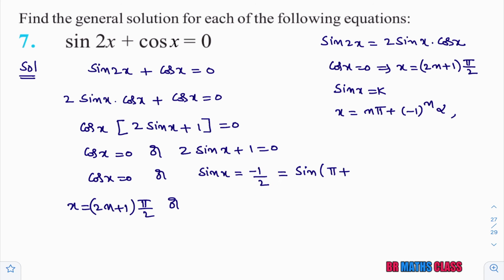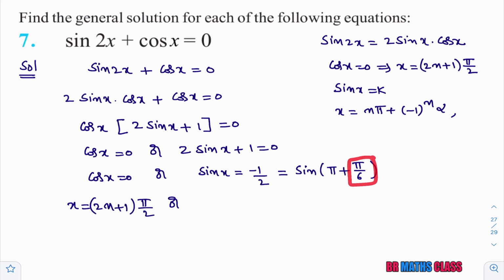Sine 30 degrees is 1 by 2, right? I'll write pi plus pi by 6. Sine pi by 6 is 1 by 2. That's why I wrote it like this. See, pi plus theta lies in the third quadrant. In the third quadrant, sine is negative. That's why this minus 1 by 2 can be written like this.